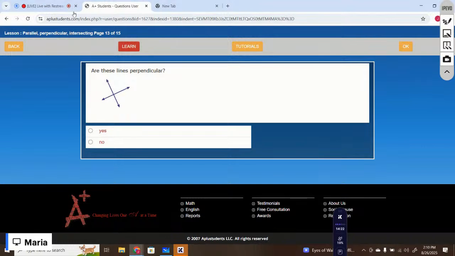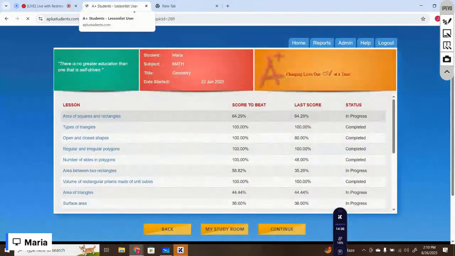Are these lines parallel? No, they are not the parallel lines. Are these lines perpendicular? Yes, they are perpendicular lines. Okay, you can complete the lesson by yourself later today. Just move on to the next lesson.